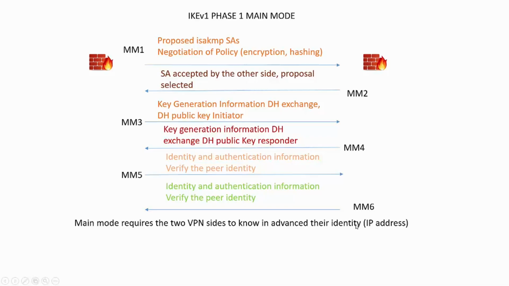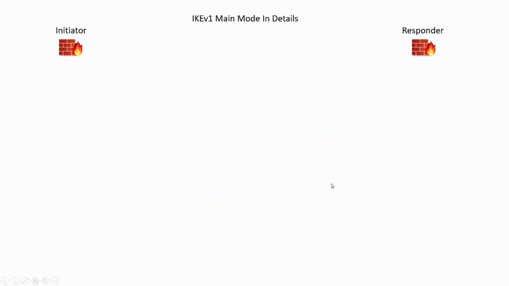One of the main issues with main mode is that it requires the IP addresses and shared keys to be known in advance. So, let's take a look at this in finer detail. The initiator would send the first message to the responder firewall. That's message 1. The header of message 1 includes the security parameter index that's initialized, meaning it will put its own index here, a number that it picks. And then, the security parameter index for the responder is still zeros, because the responder hasn't responded yet.